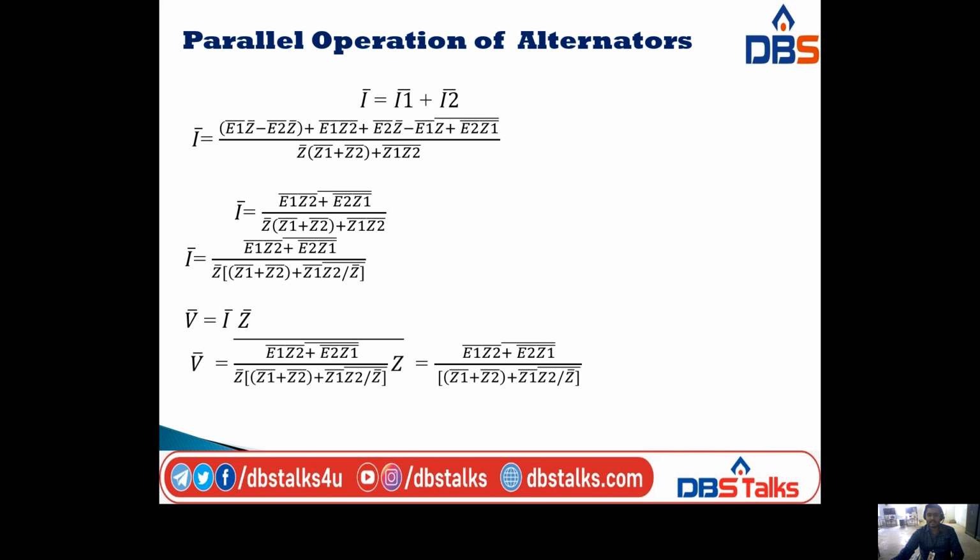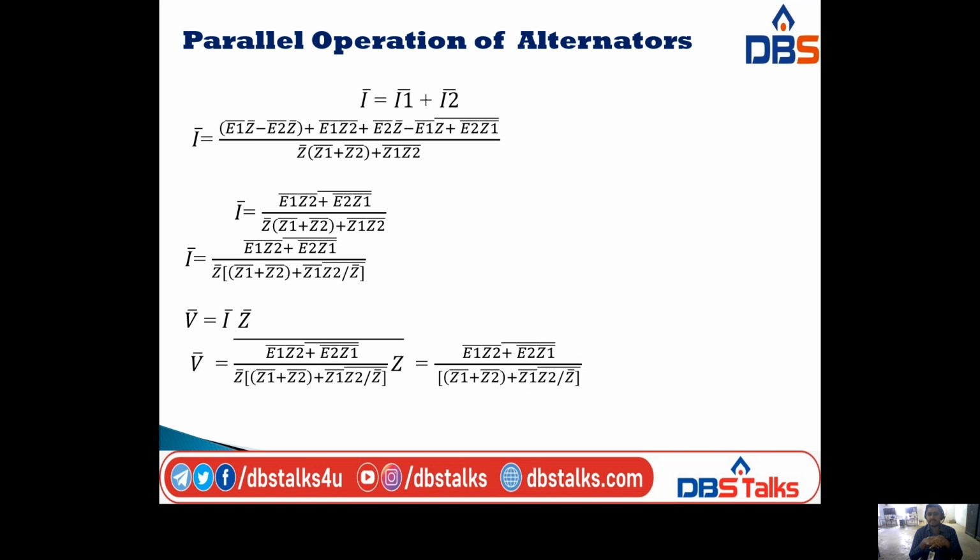Next, the load current I bar is equal to I1 bar plus I2 bar. So from this, I am taking I bar is equal to E1 bar into Z1. I am substituting I1 and I2 values here. So it will become E1 bar into Z1 Z bar minus E2 bar of Z bar plus E1 Z2 bar plus E2 Z2 bar minus E1 Z bar plus E2 Z1 bar by Z bar of Z1 bar plus Z2 bar plus Z1 bar into Z2 bar.